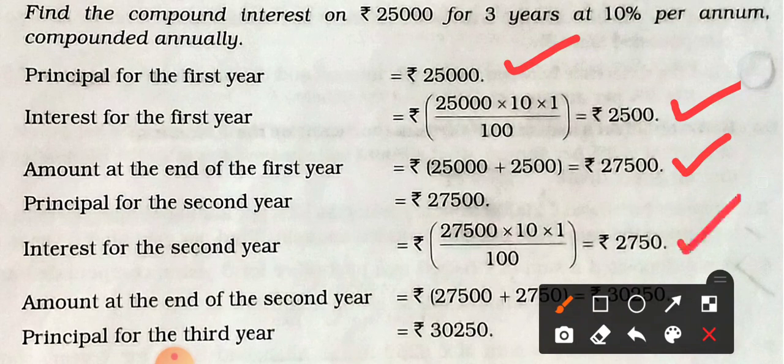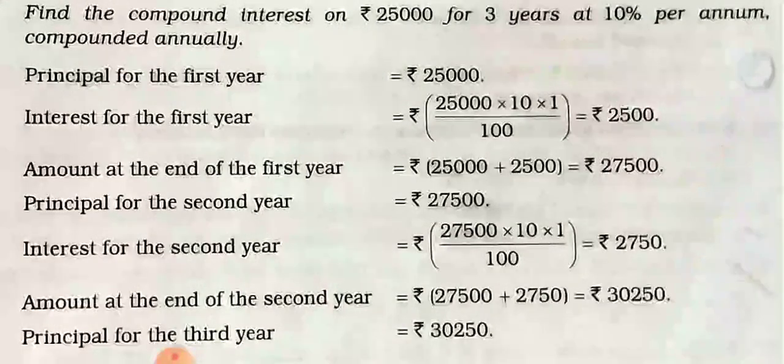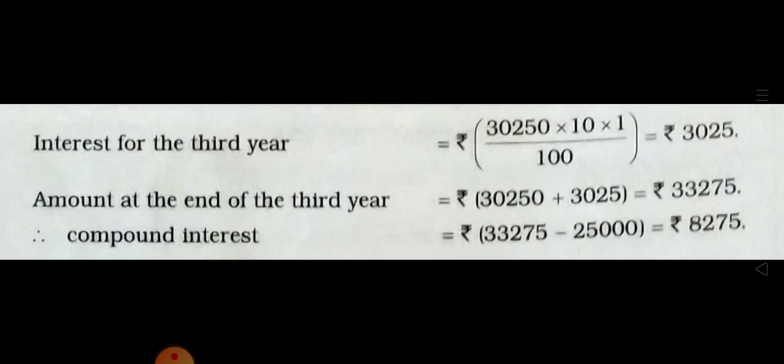Now after the end of the second year, what will be the final amount? The final amount will be 27,500 plus 2750. So the whole amount becomes 30,250. So this is the principal for the third year. Now what is the interest in the third year? Because we have 3 years.